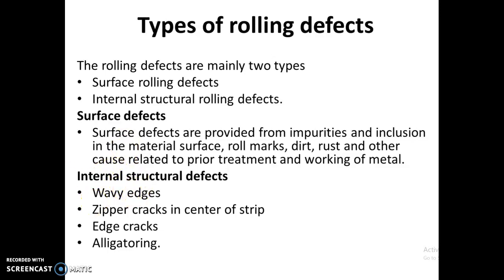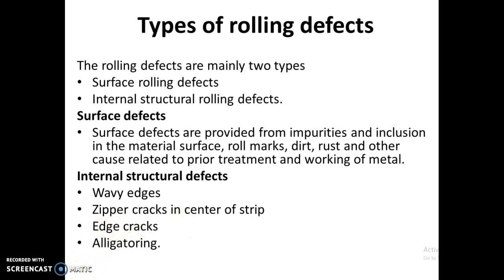Next is internal structural defects. There are four types of internal structural defects. Wavy edges: the creation of waviness in the edges. Zipper cracks: what is zipper cracks? There might be cracks at the center of the material. Edge cracks: what is edge cracks? Edge cracks are cracks that occur at the edge of the material, obtained in the edge of the material. What is alligatoring?